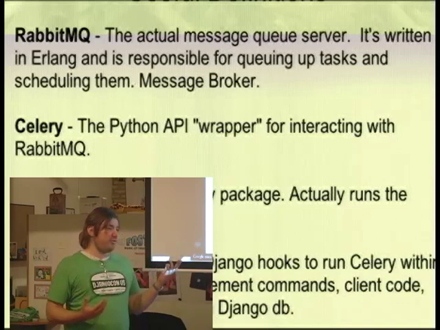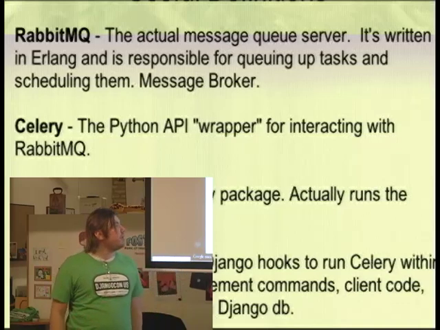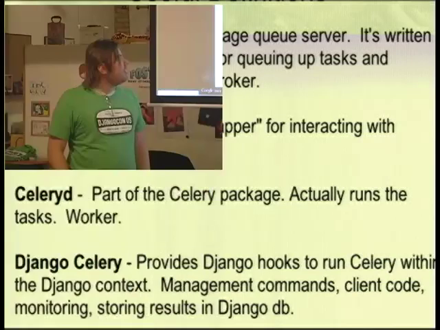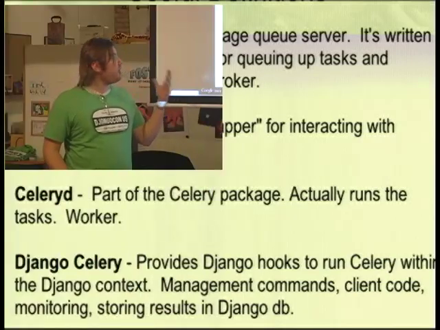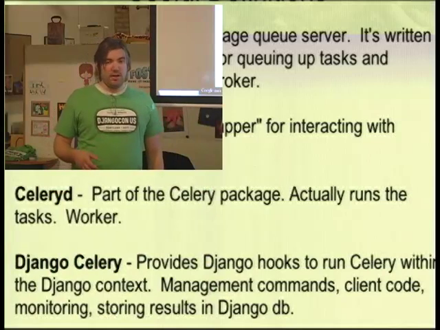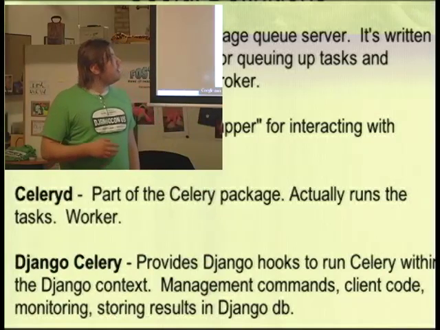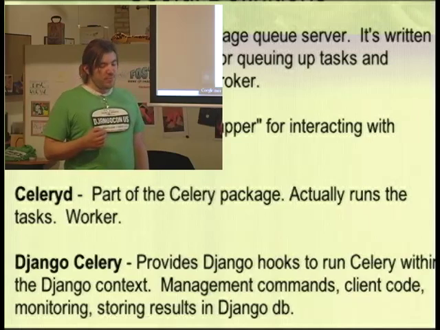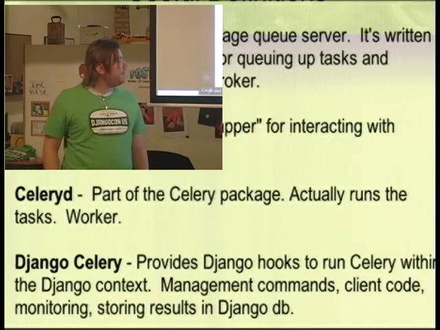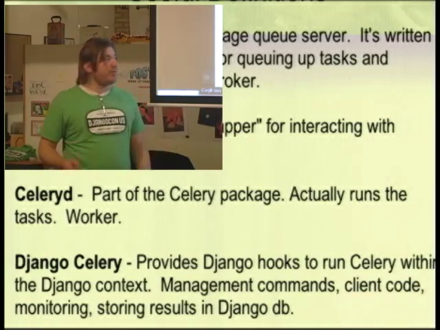You can use Celery not just for Django, you can use it for other frameworks as well, but I'll be talking about Django in this case. Celery D is part of Celery, and it's a worker process that runs in the background. The RabbitMQ server will send a task to the Celery daemon to have it actually executed. And I'll get into more detail about that.